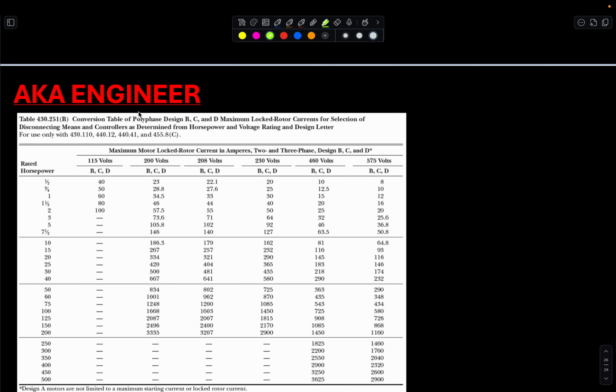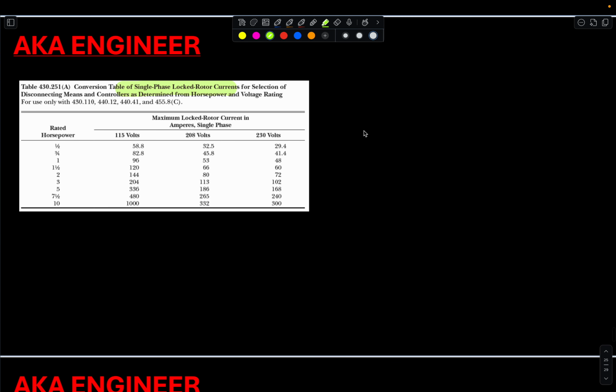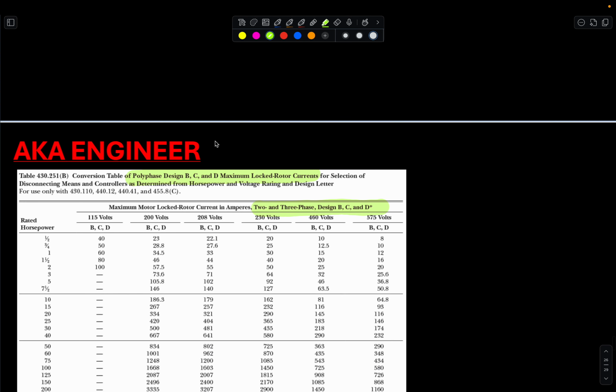And then followed by the next page, table 430.251(B). This is for a polyphase design B, C, D maximum locked rotor. And this one you want to be mindful of that it is utilized for a three-phase. Selection of disconnecting means control is determined for horsepowers and voltage rating, design letters for use. So this is going to be for your three-phase. There you go, this is what I was looking for. So that's for your single phase, and this is for that criteria, but in reference to two and three phase motors.